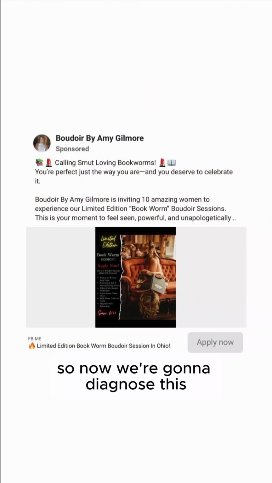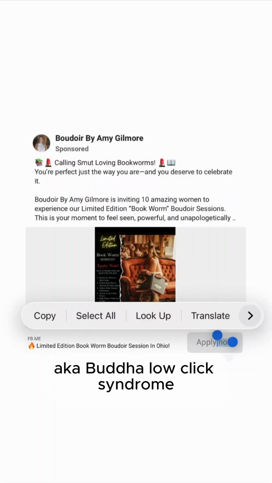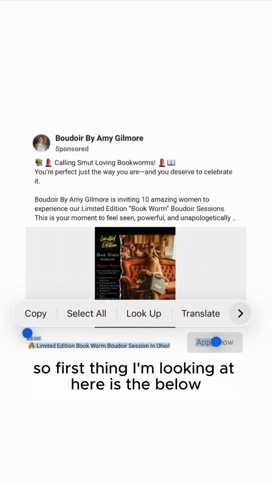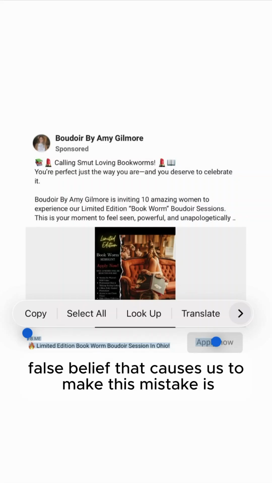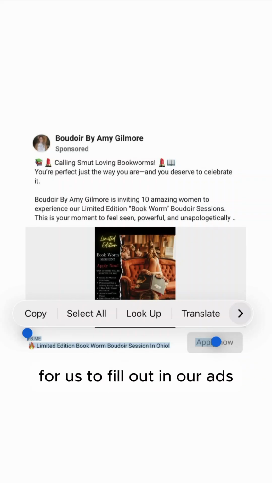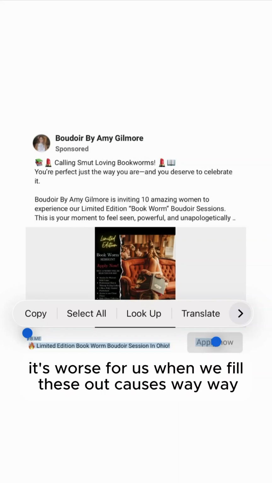So now we're going to diagnose this if we believe it as BLCS, aka Boudoir low click syndrome, with a unique CTR under 6%. So first thing I'm looking at here is the below creative cluster mistake. The false belief that causes us to make this mistake is we're trusting that what Facebook recommends for us to fill out in our ads, all these fields they give us, is best for us instead of being best for Facebook. And actually, it's best for Facebook. It's worse for us when we fill these out.